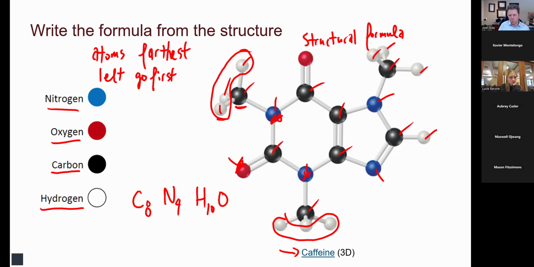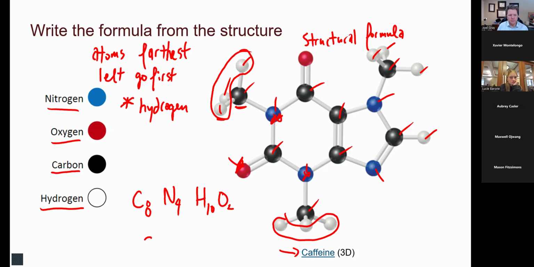Our exception to this rule is hydrogen. So we're going to write hydrogen. Hydrogen is typically not going to be the first. Now, I kind of did these in a little bit of a haphazard and random way. In fact, I was so haphazard, I forgot to write the number of oxygens.